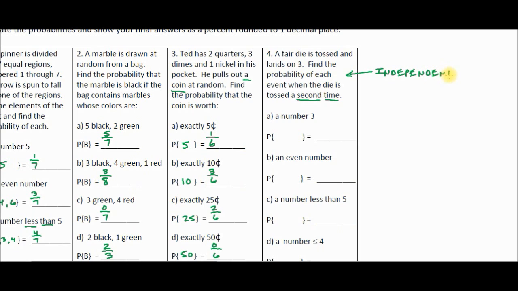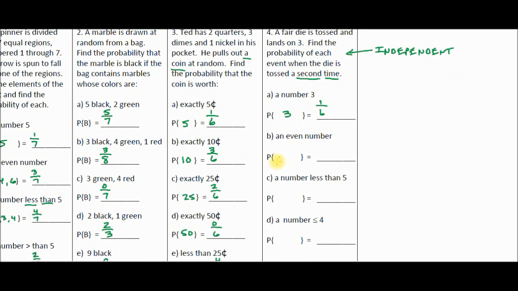Independent. That means, and I want you to write this, please. Write this in the margin of your worksheet. They're independent events. So that means the second roll of the die is not affected at all by the first roll. So we can just ignore this first one. A fair die is tossed and lands on 3. Who cares? We're tossing it a second time. What's the probability that it lands on 3? Well, a normal die has 6 sides. So that means one side makes us happy out of a total of 6.